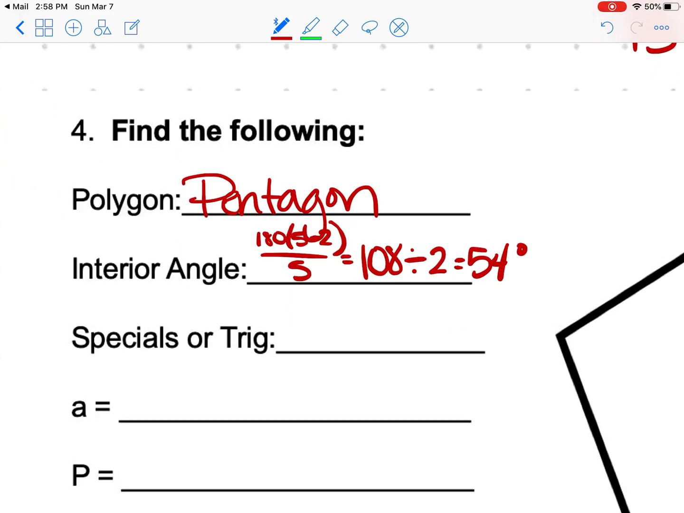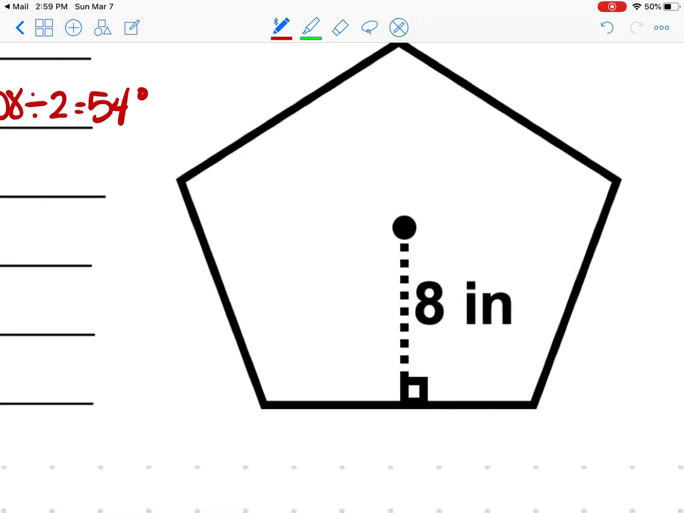Now, it's not a special, so in this case, we're going to have to go back to our trig with SOHCAHTOA, and labeling with our O's, our A's, and our H's. So let's look at what we were given in this picture. Well, we weren't given the radius, so let's go ahead and draw it.